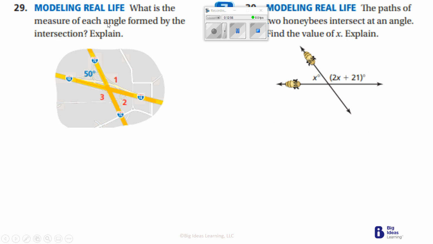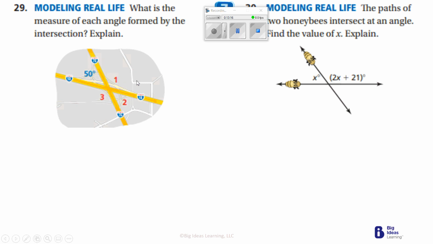What is the measure of each angle formed by the intersection? Well, if this is 50 degrees, that's all I need to know what all the rest of these are. If this is 50, the vertical angle across it must be 50 as well. And if this is 50 and this is a straight line, I know this must equal 180. So 180 minus 50 is 130.